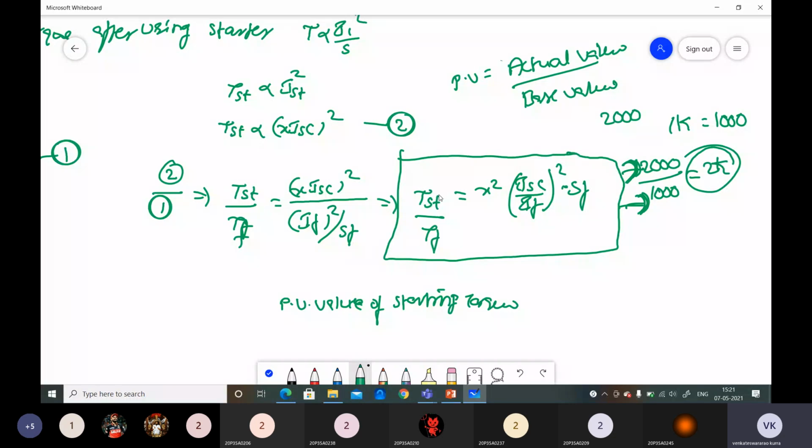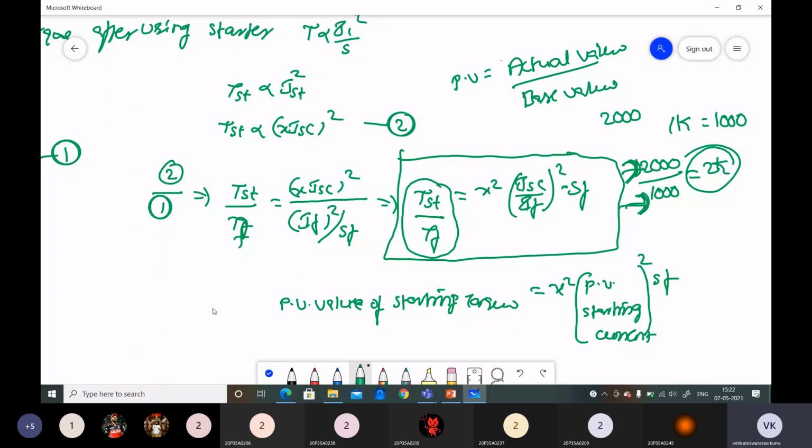Here the starting torque is represented in terms of full load torque. The full load torque is the base value and this one is the actual value. So this is the per unit value of starting torque. So TS by TF, the per unit value of starting torque, equals X square into ISC by IF, which is nothing but the per unit value of starting current, whole square, into SF. This is in terms of per unit values.